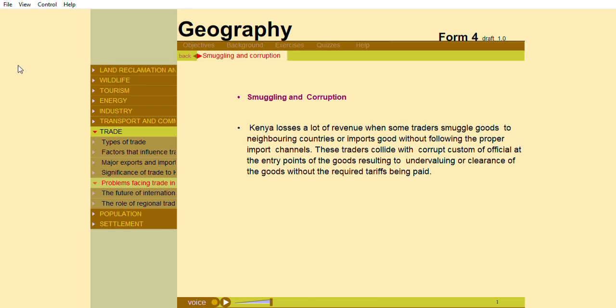Smuggling and corruption. Kenya loses a lot of revenue when some traders smuggle goods to neighboring countries or import goods without following the proper import channels.